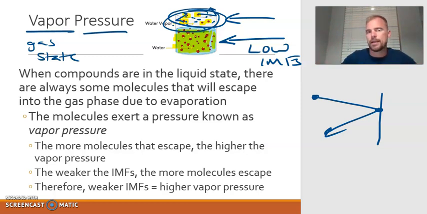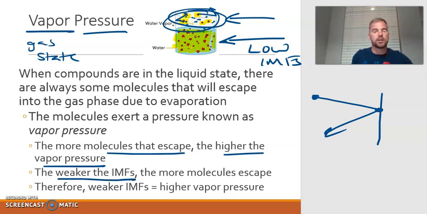So I know that might have been a lot, so let's recap that. Molecules are going to exert a pressure known as vapor pressure when they are in the gas phase. The more molecules that are able to escape, the higher the vapor pressure. And we talked about if the intermolecular forces are weaker in the liquid, more molecules will be able to escape. And therefore, tying it all together, weaker intermolecular forces in the liquid mean higher vapor pressure.